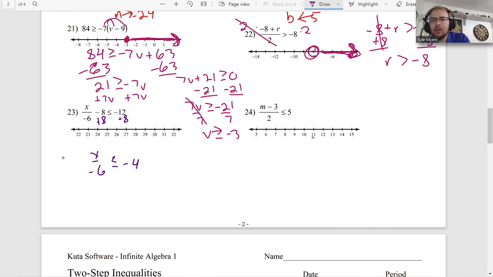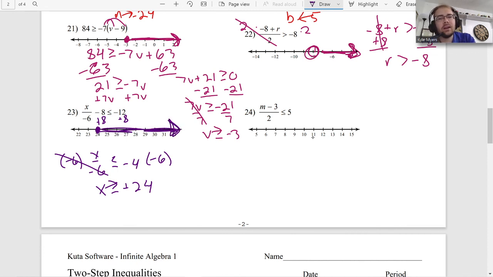And then I want to multiply both sides by negative 6. Okay, since I'm multiplying both sides by a negative, I need to flip the sign. And a negative times a negative is a positive. 4 times 6 is 24. And 24 is right here. I'm going to do a closed circle because that has the bar, and greater than goes to the right.